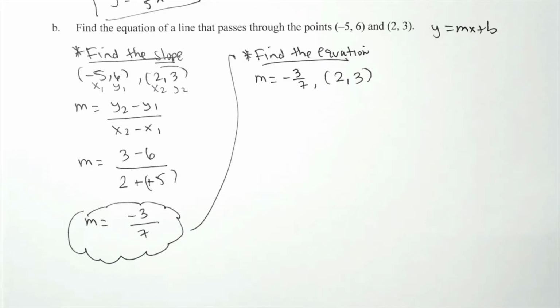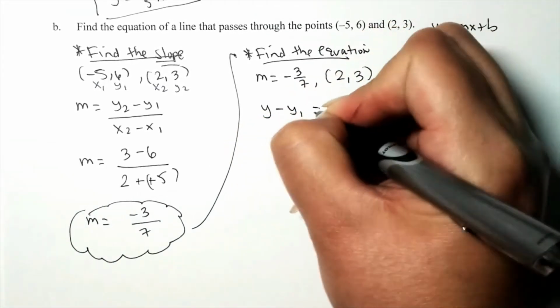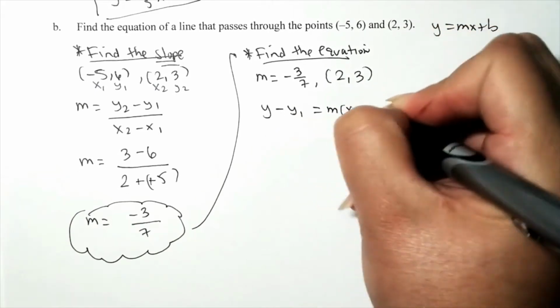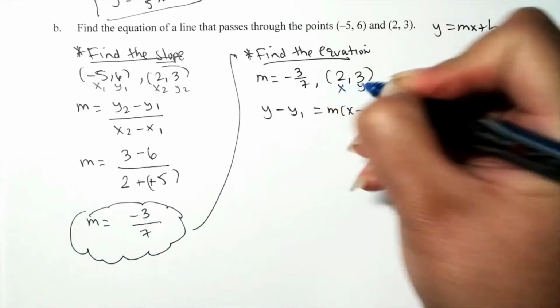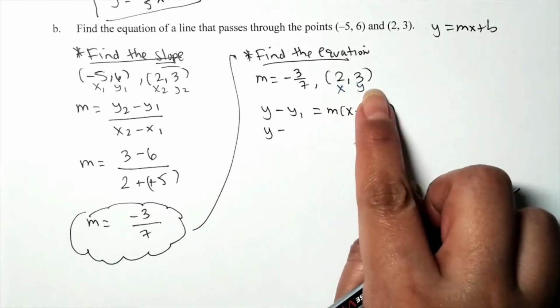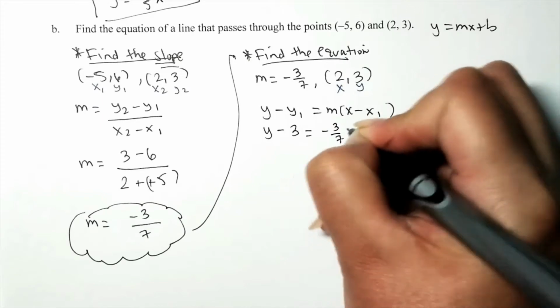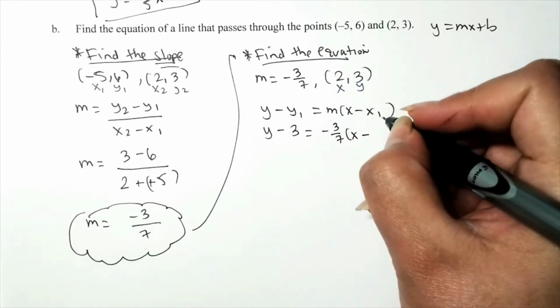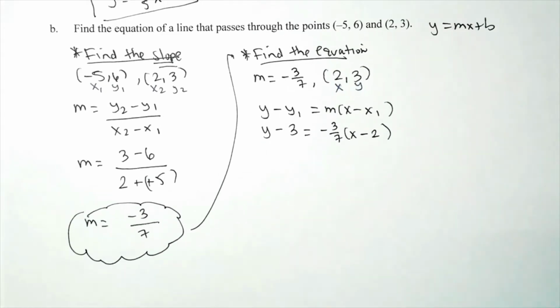To find the equation of a line, we're gonna use the point slope formula. In order for us to use the point slope formula, we need a point and a slope. So we have y minus y1 is equal to m times (x minus x1). Let's plug and chug. So let me label this ordered pair x, y. So we have y minus y1, which is the y coordinate of 3, is equal to m, which is -3/7, times x minus x1. So it's the x coordinate.